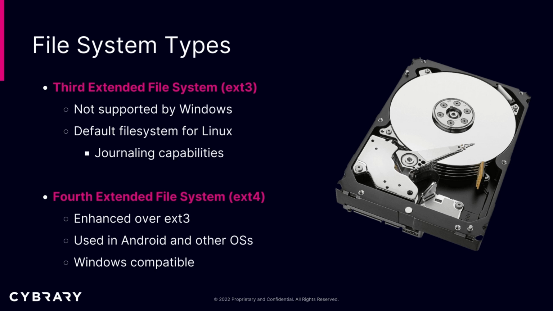Now we're going to look at some other file systems. The third extended file system, or EXT3. Now, this is not supported by Windows. This is a default file system for Linux. One of its capabilities is its journaling capabilities. There was also a new version of the third extended file system, EXT3, which is EXT4, fourth extended file system. It was enhanced over the EXT3. This is also used in Android and other OSs. Now, this one is Windows compatible.